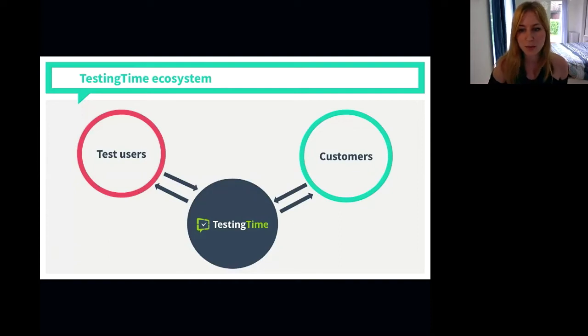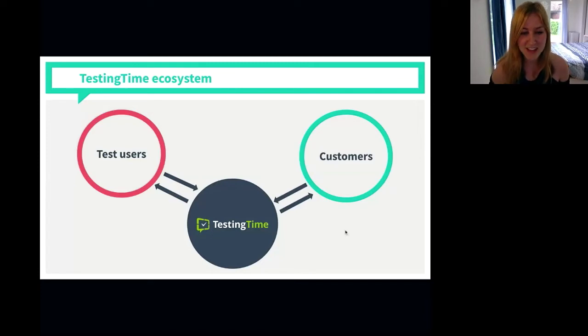And we always do projects for both sides, for both target audiences. We do it for customers and for test users. And the most challenging part is to find a balance of experience for both audiences, because they are different and they have different needs and different objectives.